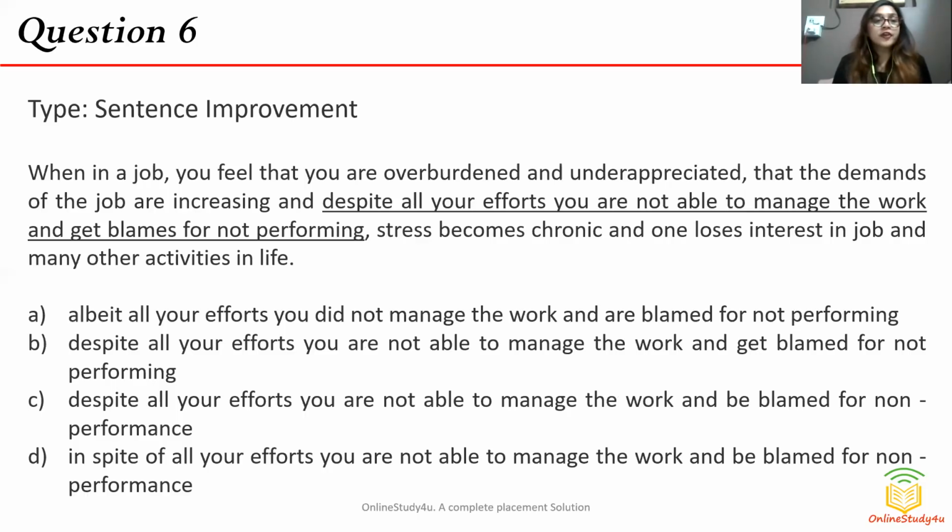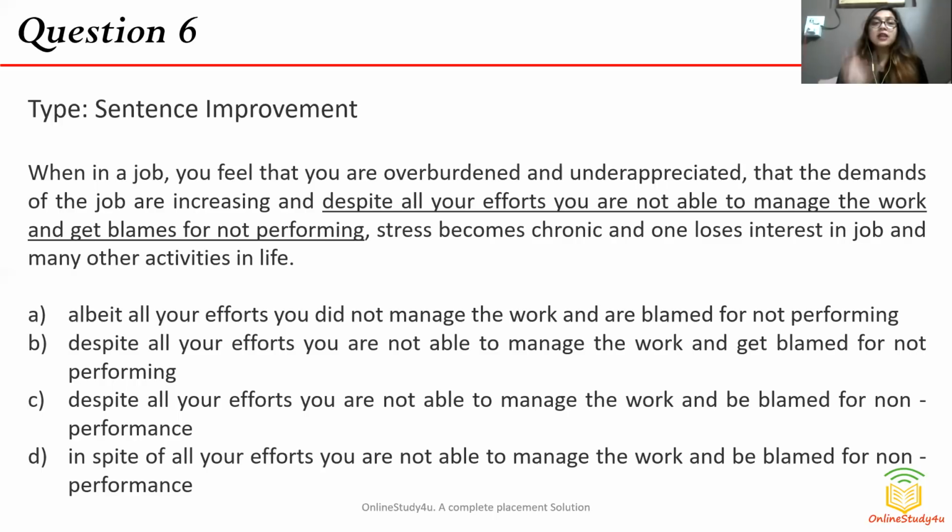Simple. First, it's saying, albeit all your efforts, you did not manage the work and are blamed for not performing. Despite all your efforts, you are not able to manage the work and get blamed for not performing. Despite all your efforts, you are not able to manage the work and be blamed for non-performance. In spite all your efforts, you are not able to manage the work and be blamed for non-performance.